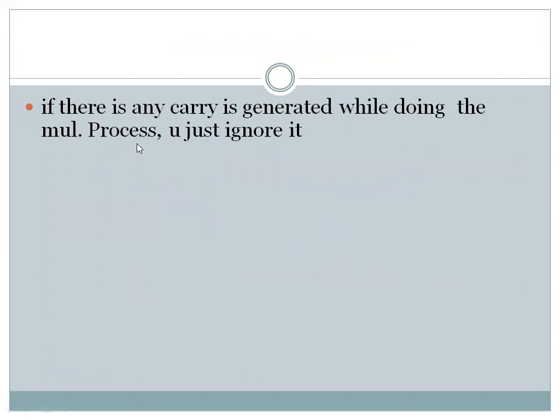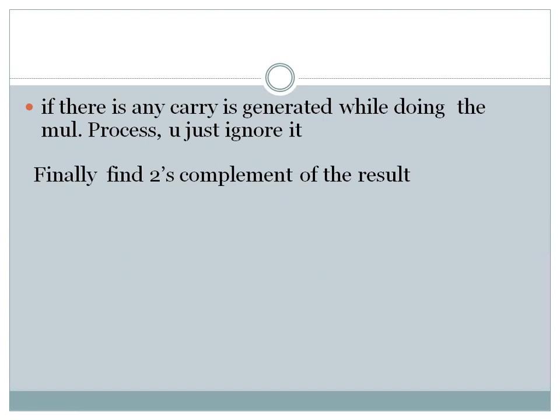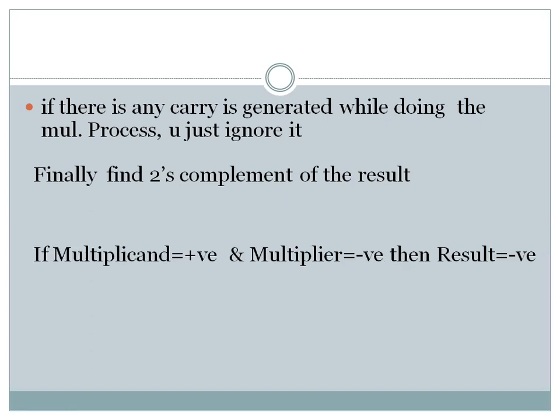While doing the multiplication process, if any carries are generated, you just ignore them. Finally, you have to find the 2's complement of the result. Why? What about your input? If the multiplicand is positive and the multiplier is negative, then we can say the result is negative. So if the result is negative, you have to represent that result in 2's complement form. So what about the sign bit of the result? It should be 1, because if the number is negative, the sign bit of the result is 1.